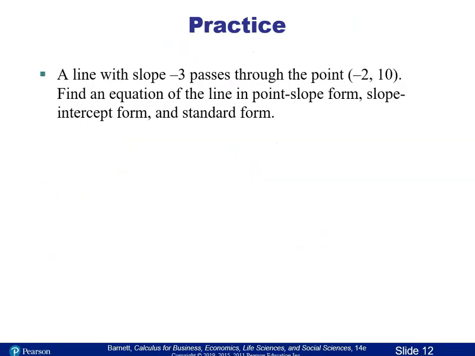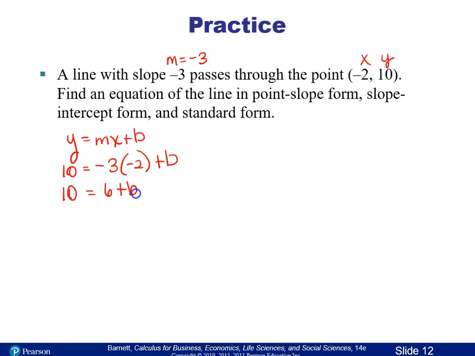Okay, this is one you can practice. Okay, so m would be -3. This will be the x and the y. And like I said, I generally prefer slope-intercept form, so that's what I'm going to go for here. My y is 10, m is -3, x is -2. I need to find the b. Okay, so b is going to be 4. So I'll have y equals -3x plus 4.